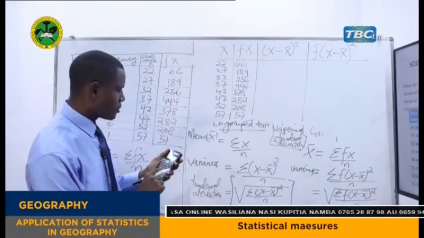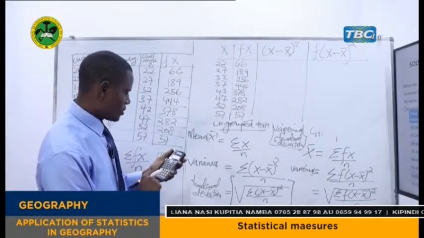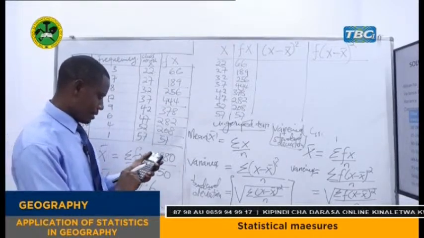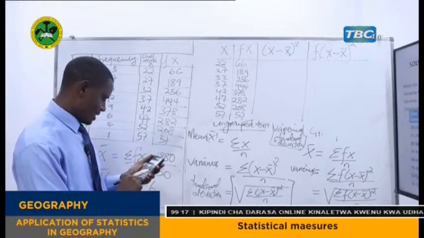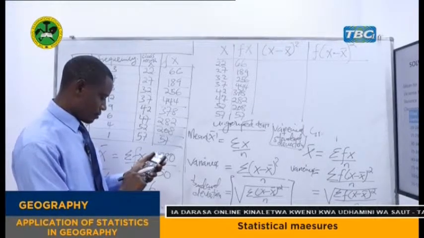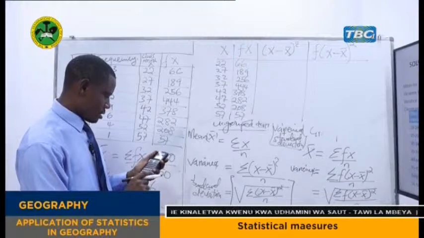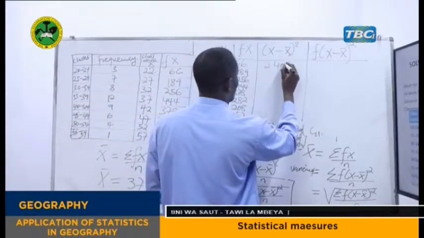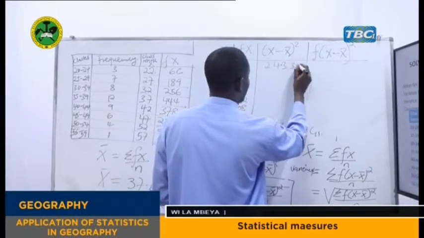22 for the first case, minus the mean. We have the mean over there, that is 37.60, bracket, then we square, and then we get, for the first part, 243.36.